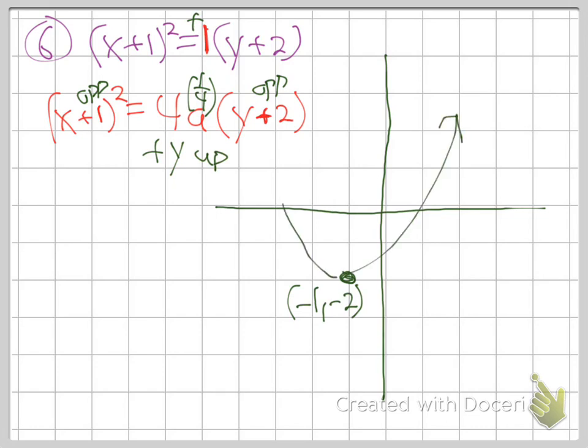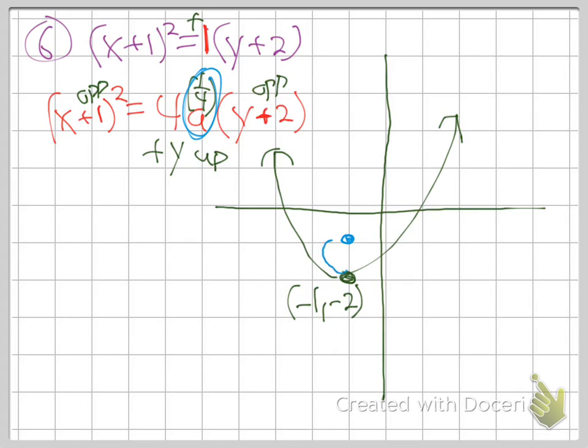So this one's going up, which means the focus point is somewhere up here, inside the satellite dish. It's always inside. How far up to the focus point? That's what A is. A is the distance from the center. A, B, and C are always distances from the center.